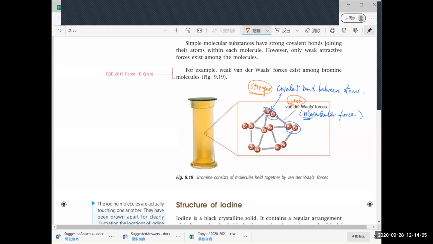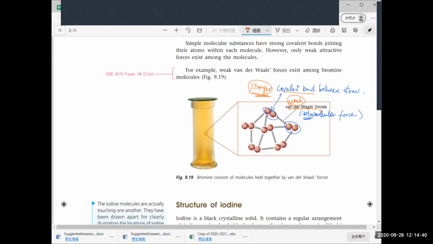You are going to take a look based on the relative distance between them. The shorter the distance, the stronger the attraction force. So you may find that covalent bond is a stronger bond when you compare it with intermolecular force, which is the weaker one. We talk about intermolecular force, and what is that? We call that van der Waals force.